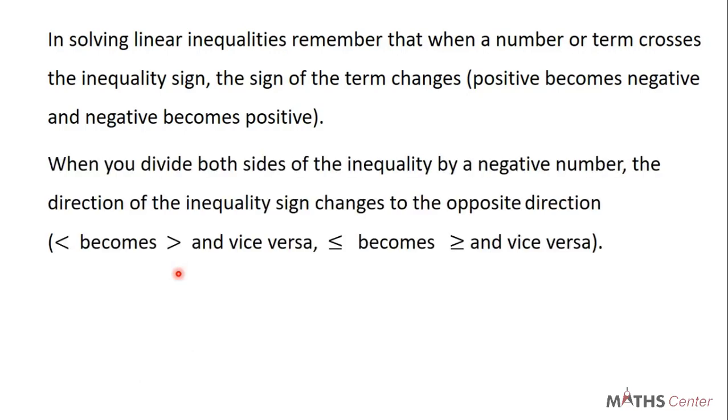Another thing you need to know about linear inequalities is that when you divide both sides of the inequality by a negative number, the direction of the inequality changes to the opposite direction. That is, less than becomes greater than, and vice versa, or greater than becomes less than, and less than or equal to becomes greater than or equal to, and greater than or equal to becomes less than or equal to. If you don't understand this statement here, we are going to use it to solve some more examples, so you are going to get it.